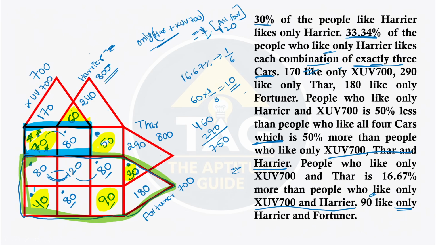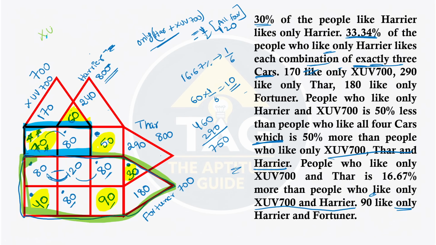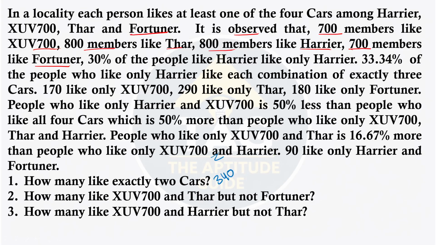If Fortuner is involved, we have to consider these four. If it's not mentioned about Fortuner, if the question is about finding XUV 700 and Thar, as nothing is mentioned about Fortuner, we have to consider these four boxes. But this time, as Fortuner should not be involved, we have to consider only these two, 70 as well as 80. Our answer should be 150 for the second question.